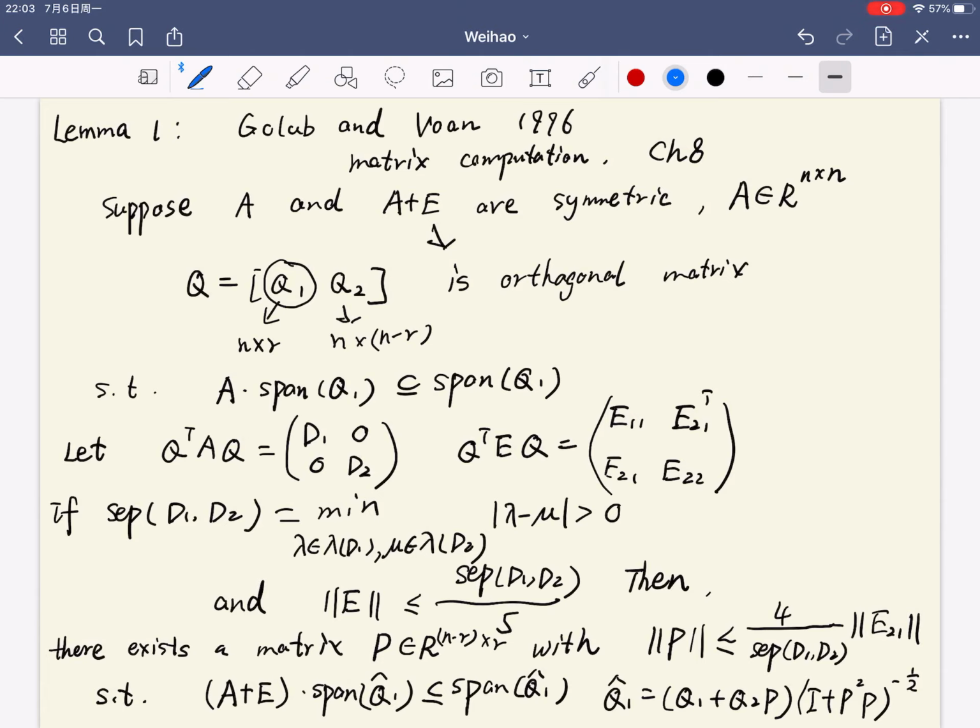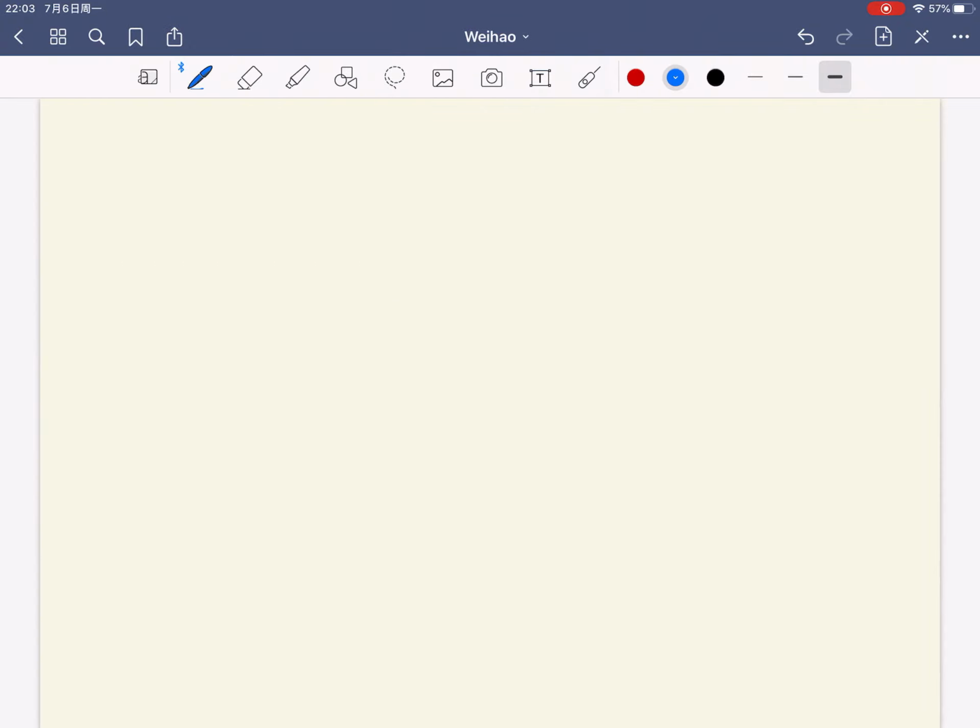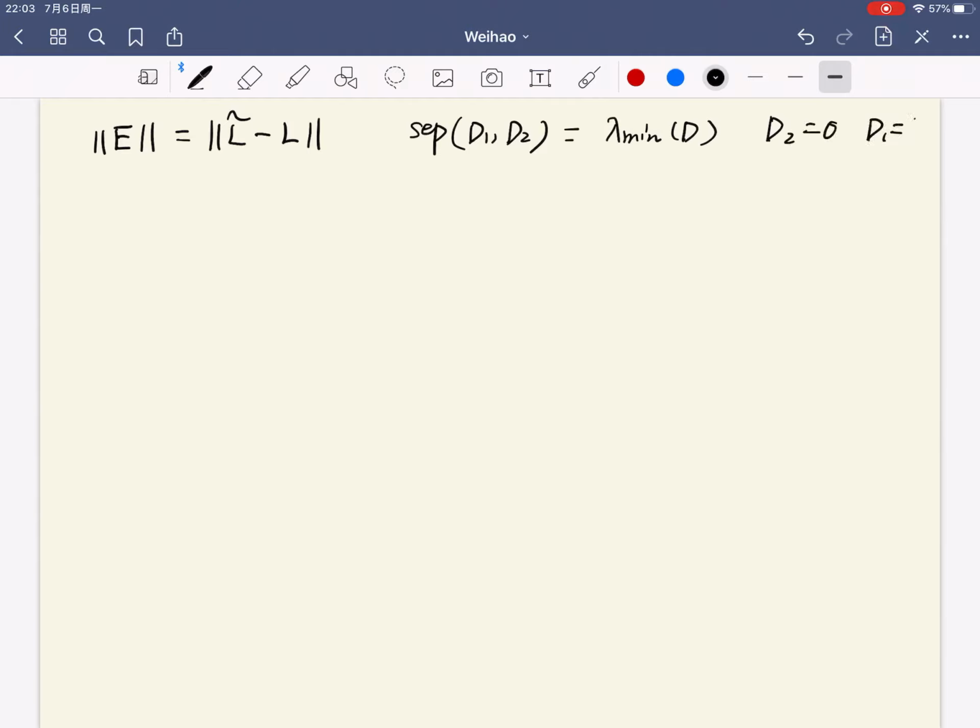In order to use this Lemma 1, we need the error and the separation. The error is L tilde minus the population one. And the separation of D1, D2 in our case is just the norm of D, because D2 is 0 and D1 equals D. Let's find the perturbation error first.